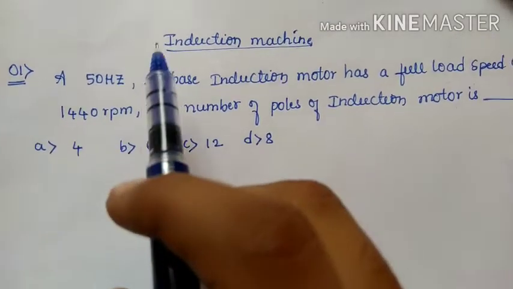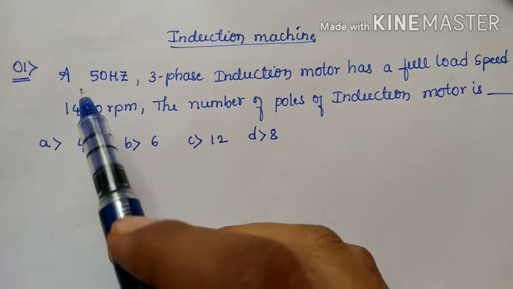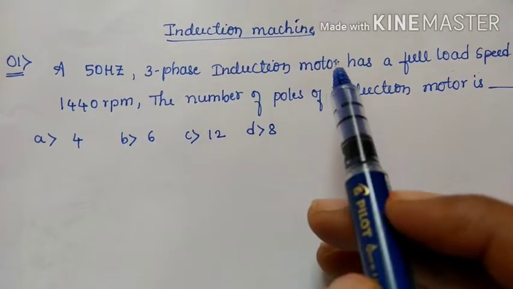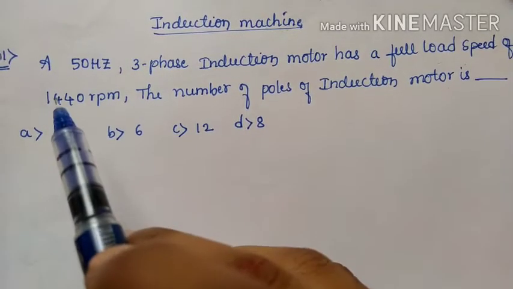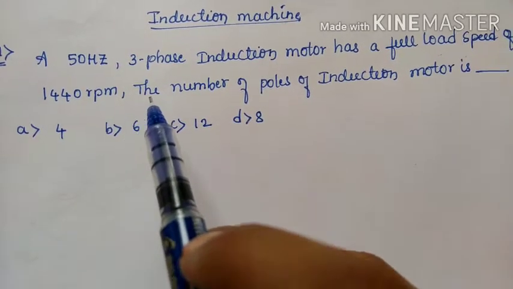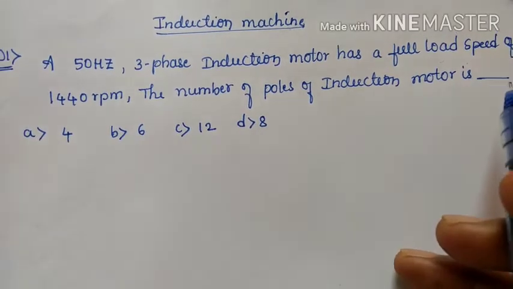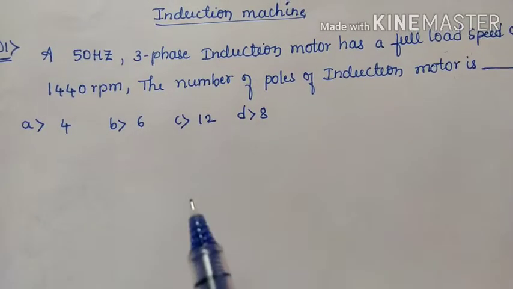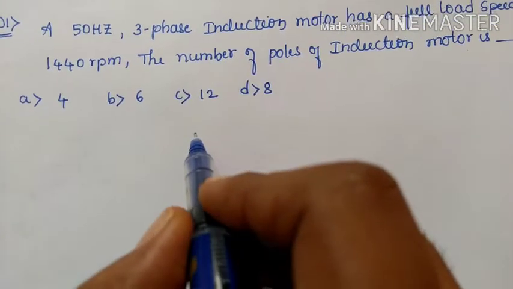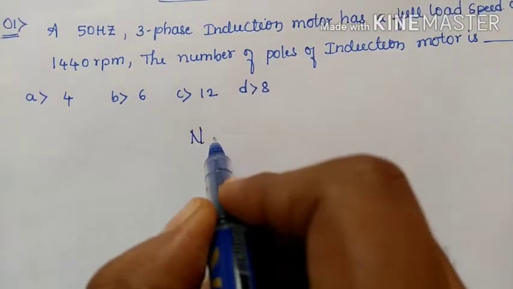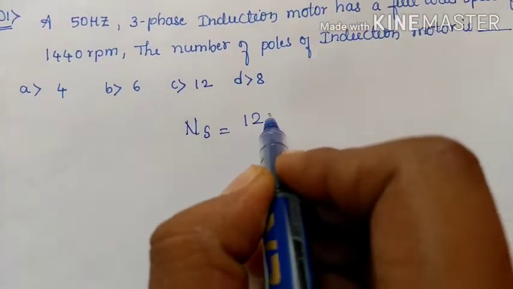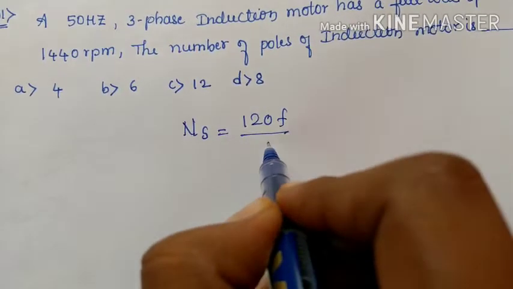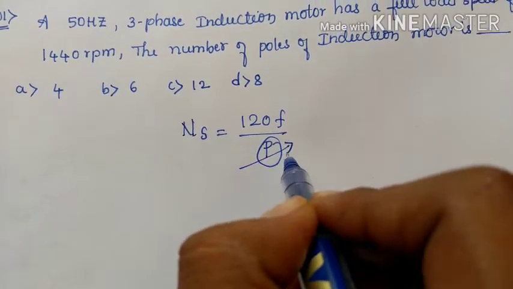So let's get started. We have a question: a 50 Hz 3-phase induction motor has a full load speed of 1440 rpm. The number of poles of the induction motor is dash. They have given options as 4, 6, 12, 8. Let's solve this. We have the speed formula Ns equals 120 f by P. So we have to find this P.